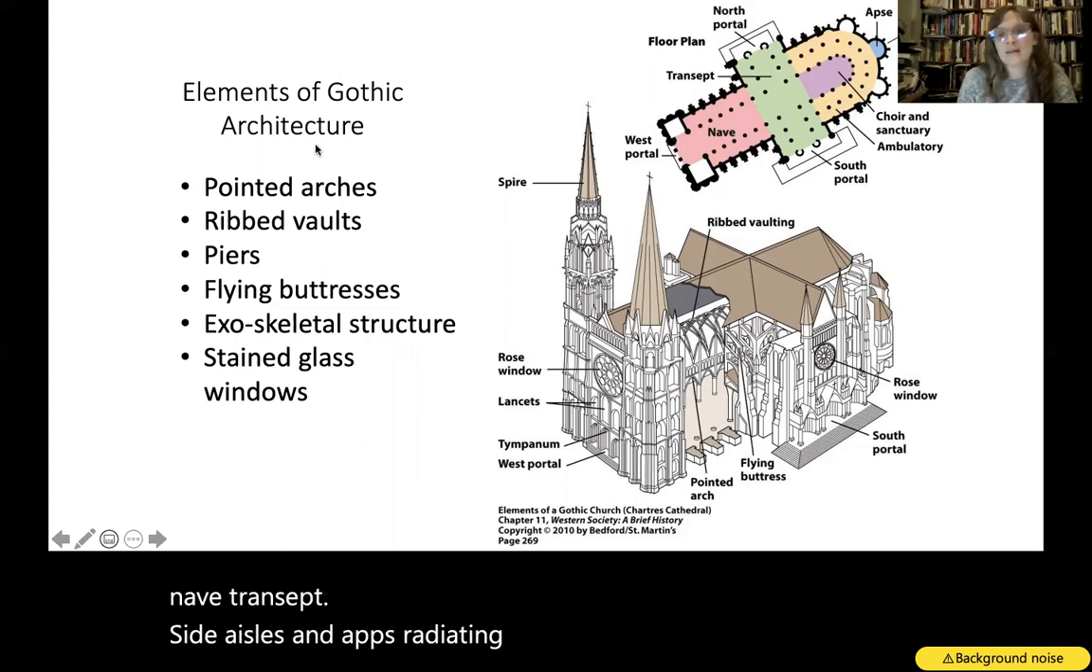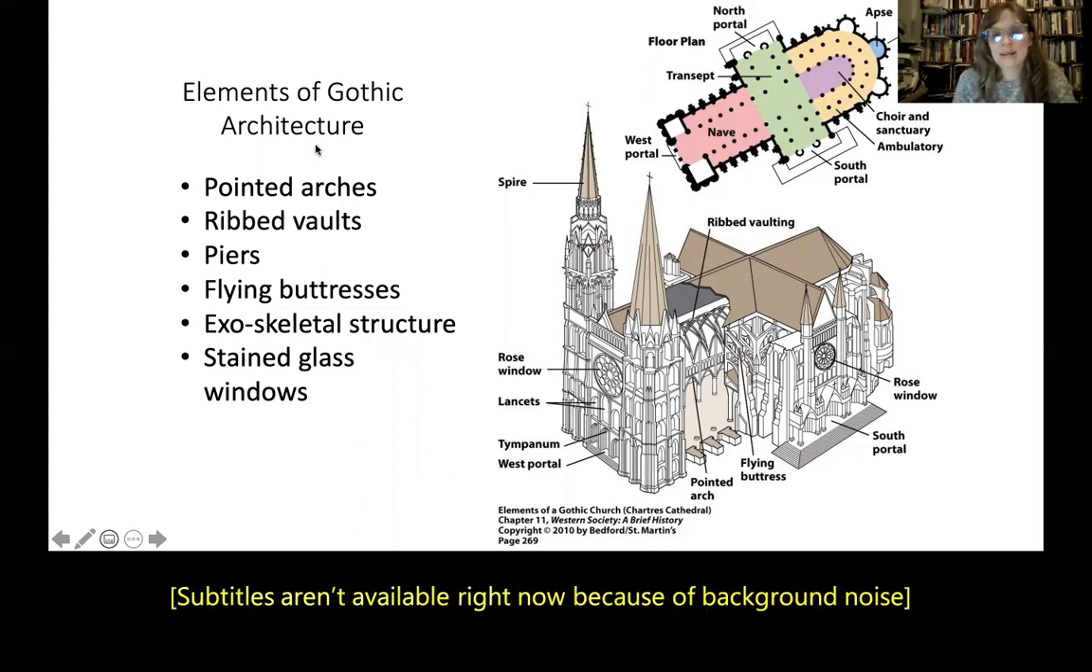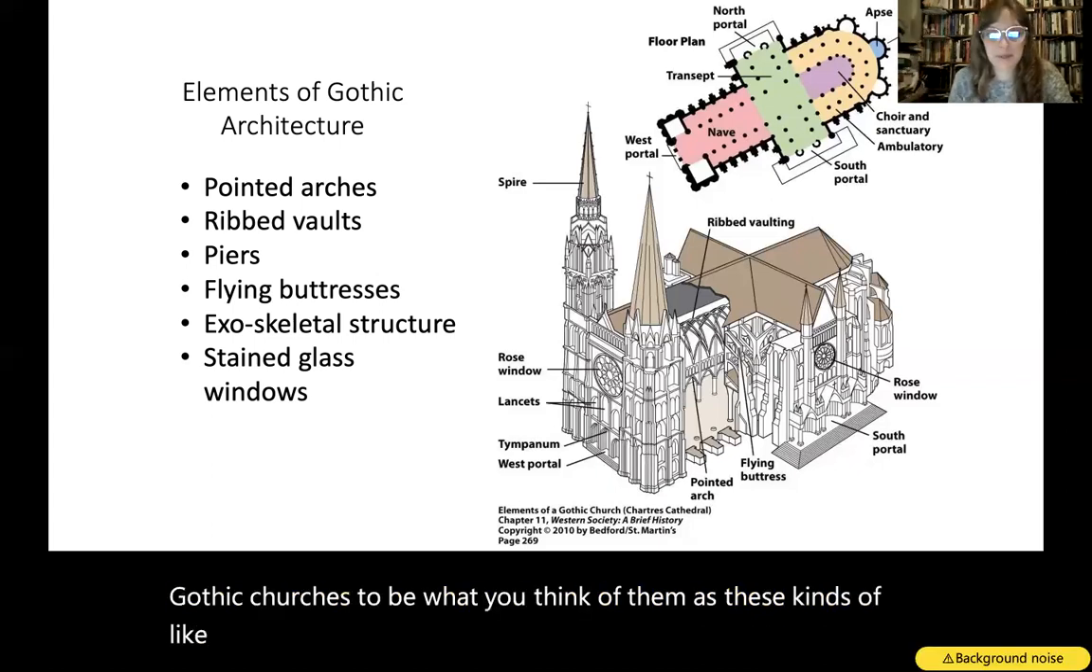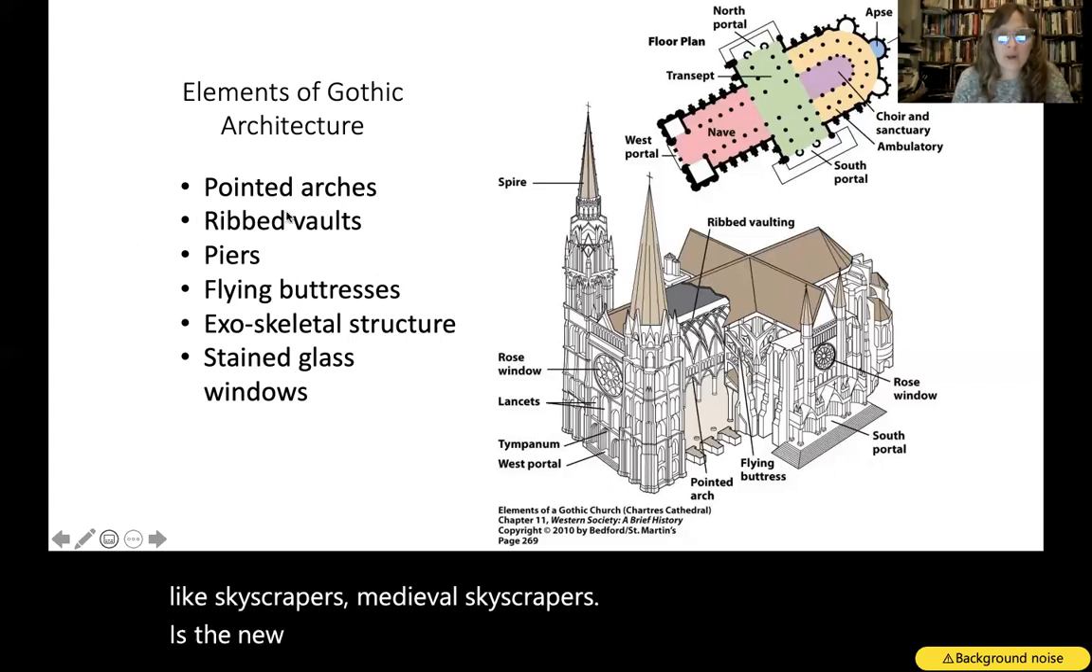The big thing to think of is the pointed arch. This allows for thinner walls and a better distribution of weight. So higher ceilings, thinner walls, bigger windows. This is really what enables Gothic cathedrals and churches to be what you think of them as, these kinds of medieval skyscrapers. This is the new technology. Ribbed vaults, we'll see that in a minute, but that's in the interior.